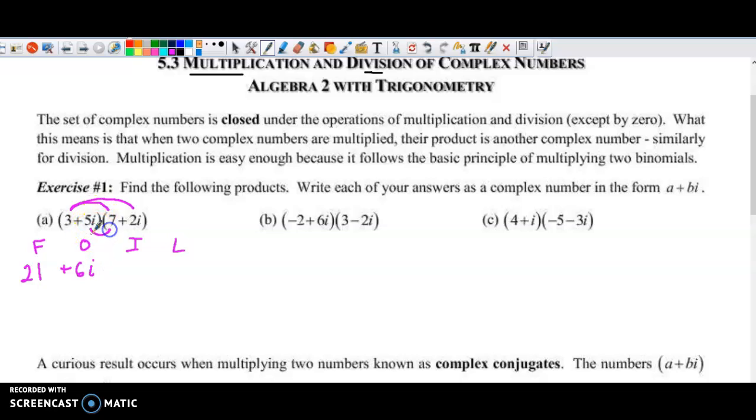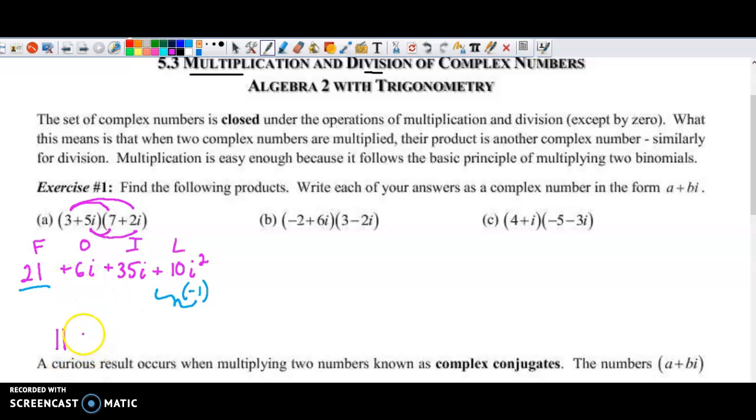And then the inside term, or distribute 5i to each piece, gives me 35i. And then 5i times 2i is 10i squared. So a couple of things to remember is that i squared is actually equal to -1. So this entire quantity becomes -10 that I need to combine with that 21 in front. So 21 plus -10 is 11.